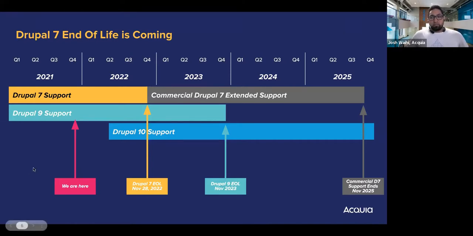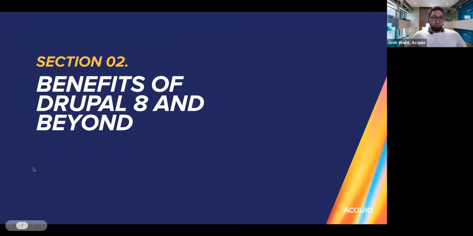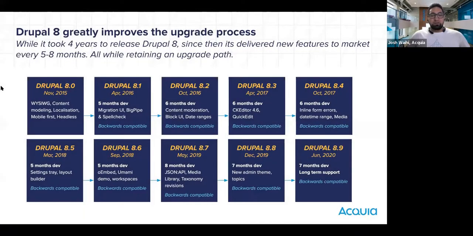So let's talk about why you would upgrade to Drupal 8, or rather Drupal 9 now. So let's talk about the benefits of Drupal 8 and beyond. If we go to the next slide here, one thing you'll notice is that the release cycle of Drupal has dramatically changed. Previously, with versions 6, 7, and 8, they were going through larger and larger development cycles. The biggest thing that's changed since Drupal 8 is that the development cycle has reduced dramatically. So every 5 to 8 months, new features are released.